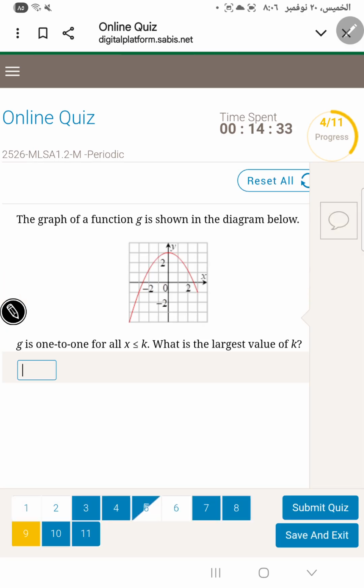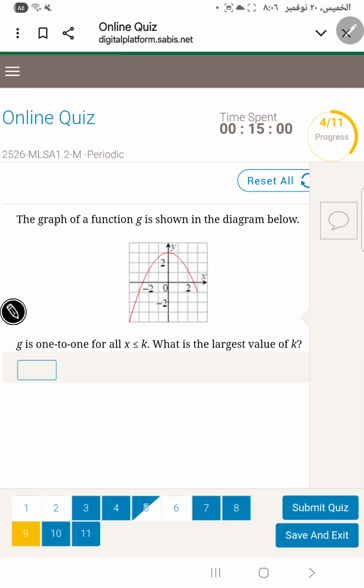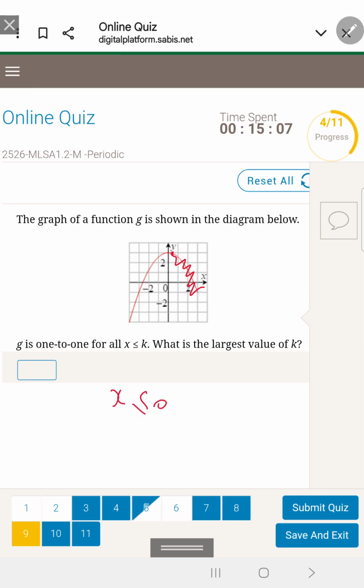Question number 9. G is 1 to 1. What's the largest value of k? Also 1 to 1. You have to delete one part to make it 1 to 1. So let's delete this part. So this means now it has become 1 to 1. Because if you draw a horizontal line, it cuts it once. But here we need x less than a number. So let's delete the other part. So now let's delete this part and leave the left part. In this case, x will be less or equal 0.